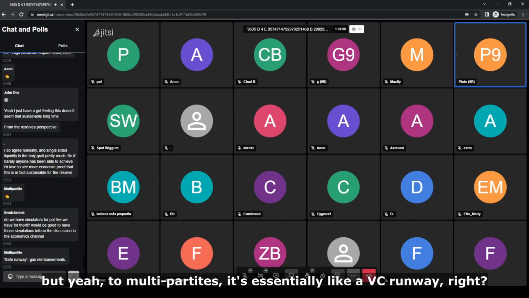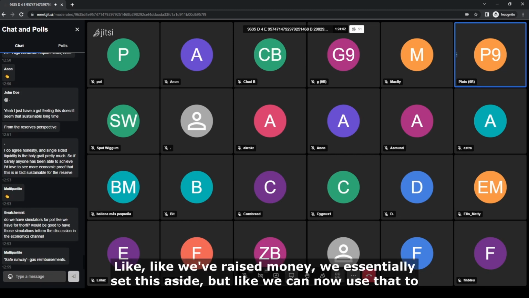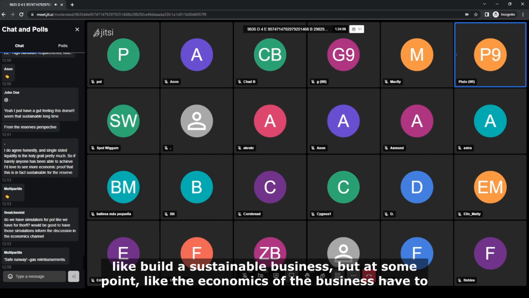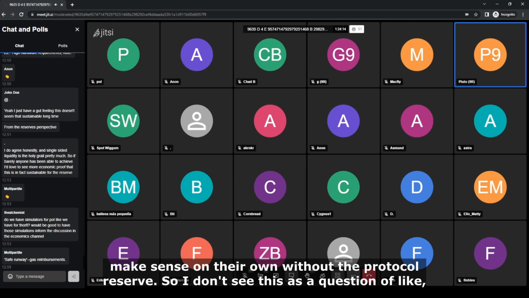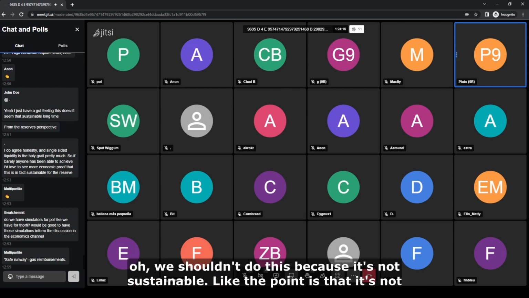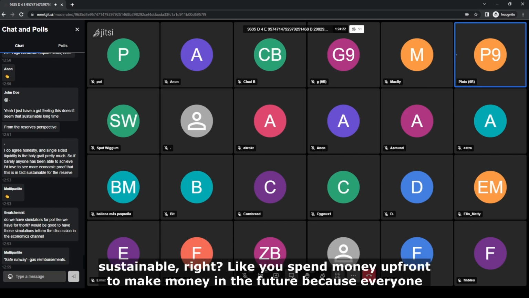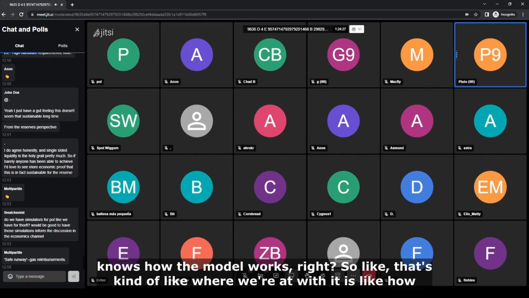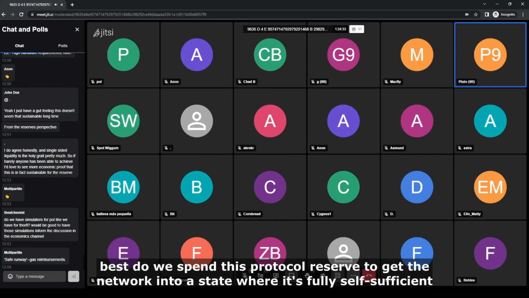It's essentially like a VC runway, right? We've raised money, we essentially set this aside, and we can now use that to build a sustainable business. But at some point, the economics of the business have to make sense on their own without the protocol reserve. So I don't see this as a question of, oh, we shouldn't do this because it's not sustainable. The point is that it's not sustainable, right? You spend money up front to make money in the future, because everyone knows how the model works, right? So that's where we're at with it: how best do we spend this protocol reserve to get the network into a state where it's fully self-sufficient.